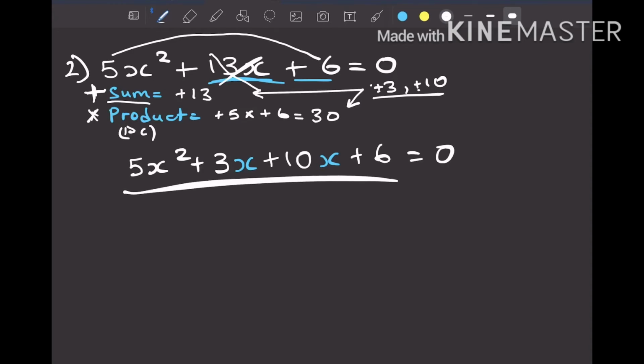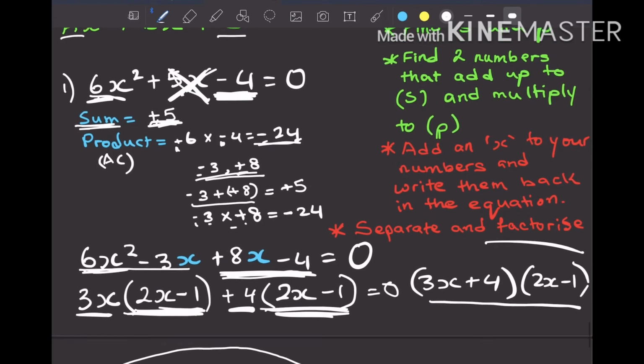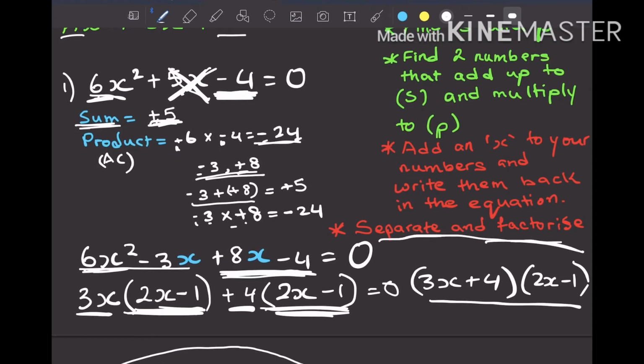So you now have this. You have written them back into the equation by adding an x to each of them. So you're done with that step as well. Final step, we have to separate them and factorize them.